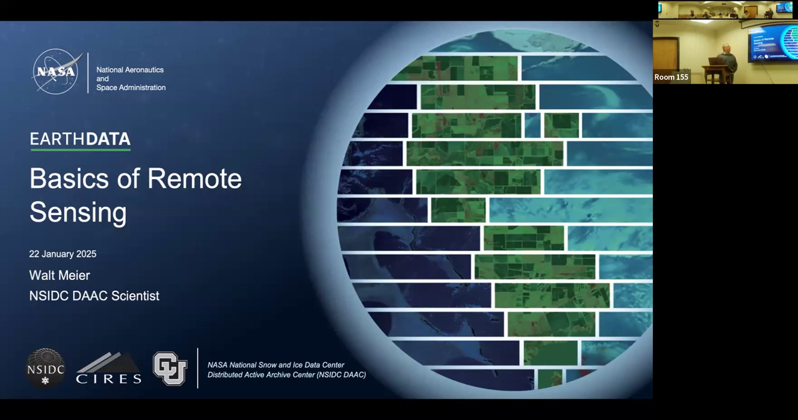I decided to start with the basics of remote sensing. I will say this is really basic. If anyone's had a remote sensing course, you may be pretty bored by this, apologies. But it's a good overview, focused on the things that we do here at NSIDC, giving basic background information if you're not familiar with certain things.